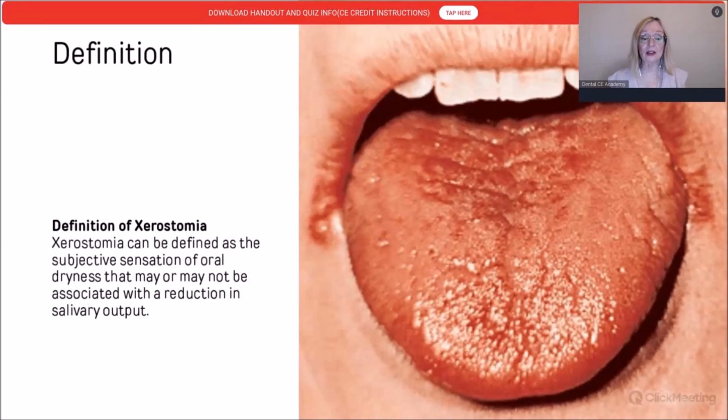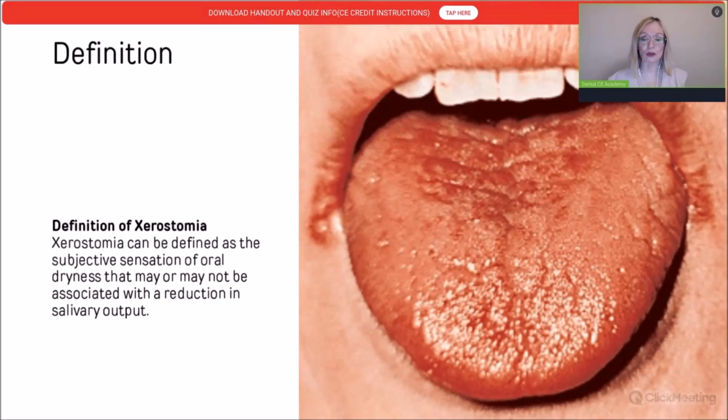So xerostomia is defined as a subjective sensation of oral dryness. It's what the patient's telling you. And if they're telling you they experience dry mouth, believe them. If we look in their mouth and say, well, geez, they look like they have plenty of saliva, let's just keep an eye on it, we could be watching something that leads to catastrophe.